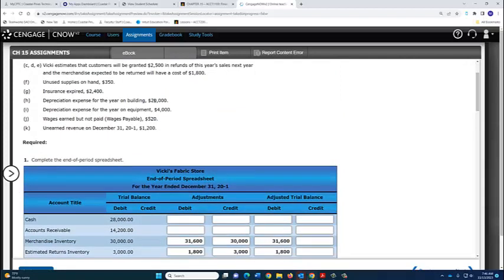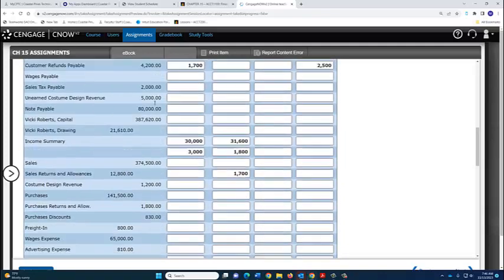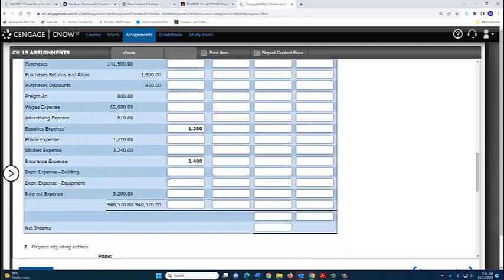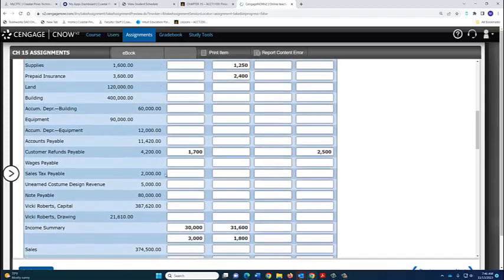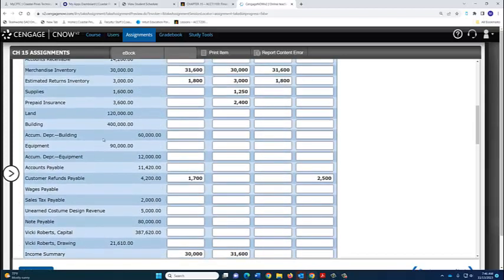Depreciation expense was $20,000, so that's a debit to depreciation expense. That was for the building. And then accumulated depreciation is the credit offset for the depreciation adjustment.